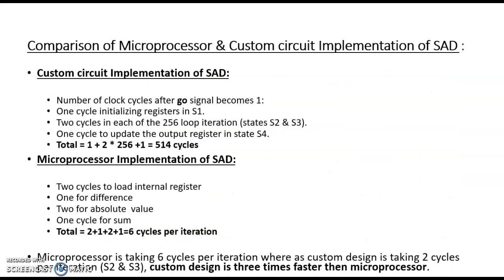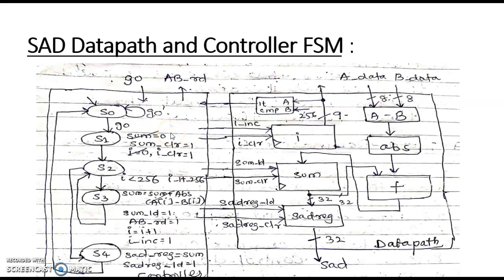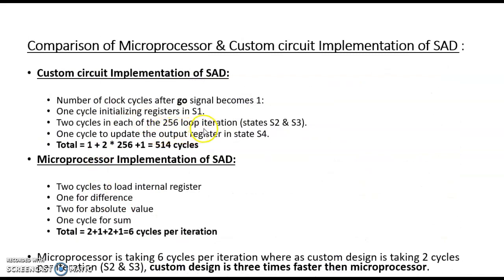Now next, a very important part: at the start I said a microprocessor is slow compared to the circuit implementation of SAD. Now what is the circuit implementation of SAD? Suppose the go signal becomes 1. You need 1 cycle for S1 for initialization. Now S2 and S3 are executed for 256 iterations. So this is the 256 loop iteration, and it needs 2 cycles per iteration, and 1 cycle to update the final SAD register.